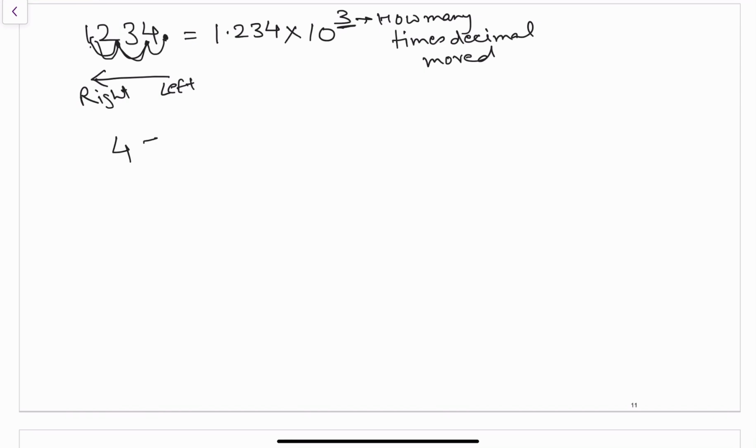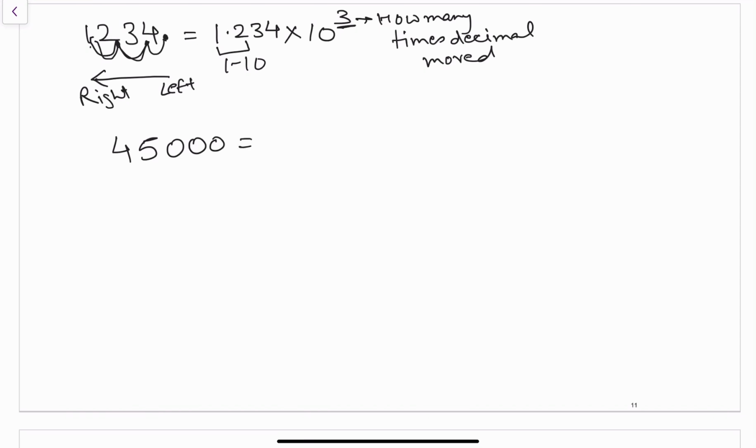If I have this number, 45000, how would you convert this number into scientific notation? Before we do this example, let's go back to the previous example. If you can see over here, this number is between 1 and 10. It is bigger than 1 but less than 10. This is how you normally do scientific notation. Now let's go back to the original problem, which is 45,000.